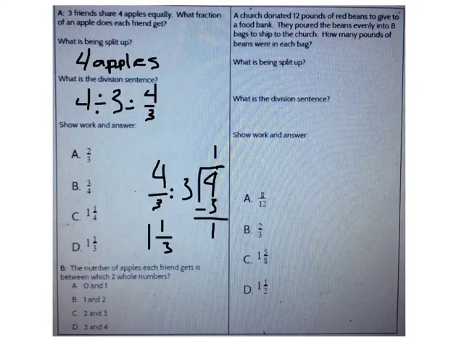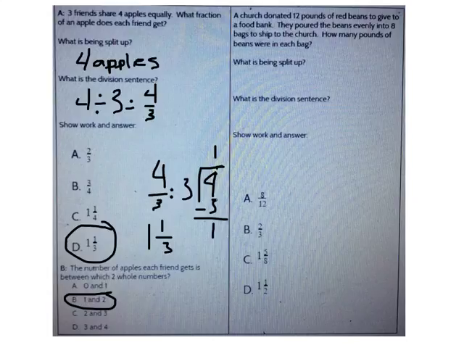4/3 is the same as 1 1/3, so the correct answer is D. Now try question B. The number of apples each friend gets is between which 2 whole numbers? Well, 1 1/3 is between 1 and 2. Now let's do the next one.